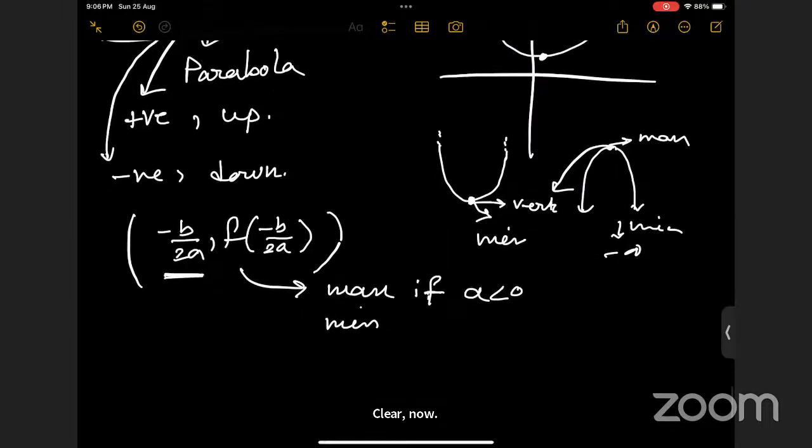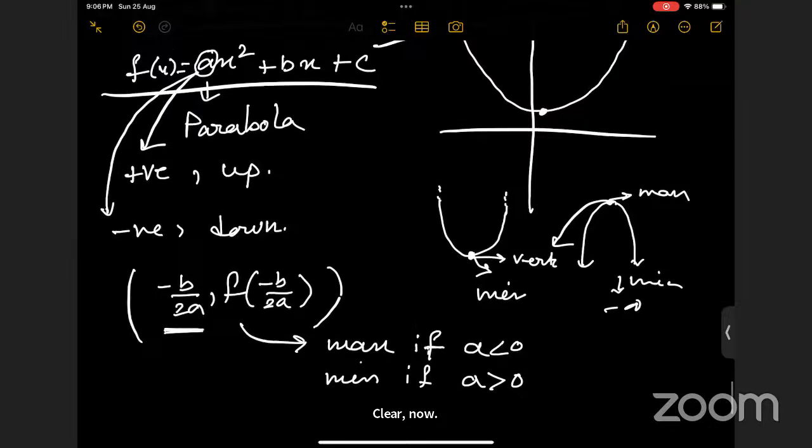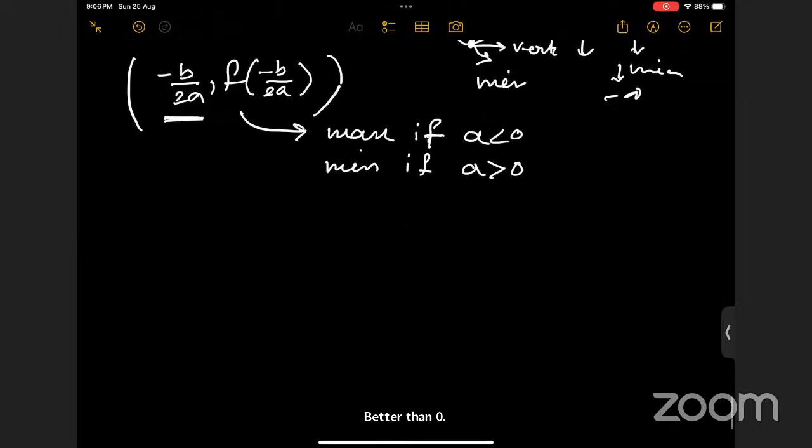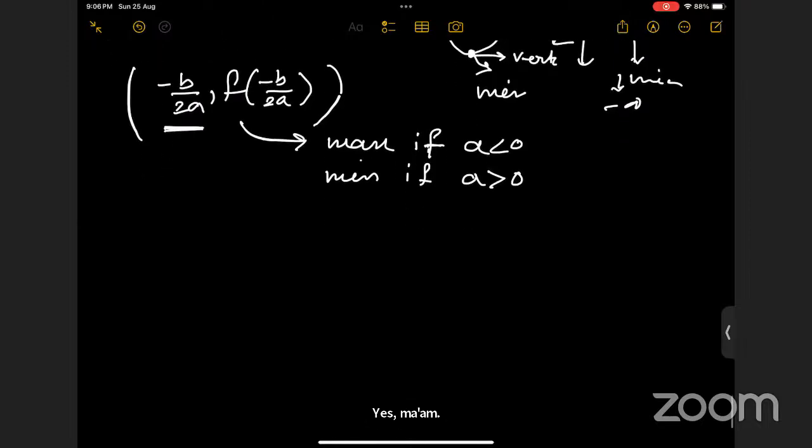So we can find minima if a is greater than 0. Fine. So I guess it's now clear to you.